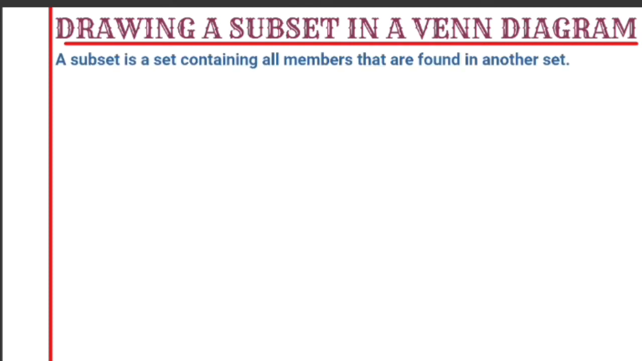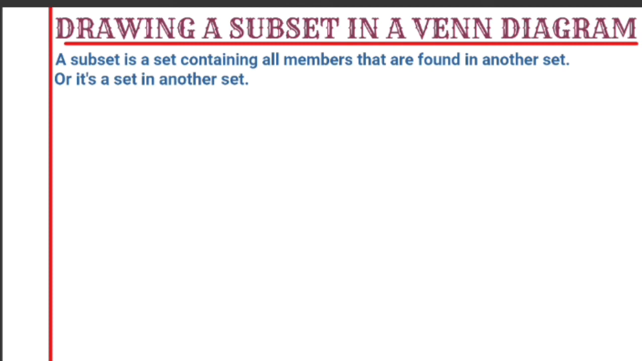I know we defined it in the previous lesson, but let's define it again so that we can be aware of the definition and also able to understand what you are doing. The definition of a subset is a set containing all members that are found in another set. The other definition is that it's a set in another set. So basically, these are the two definitions of a subset.